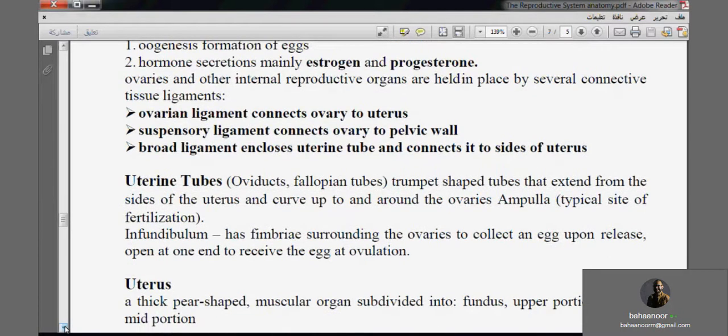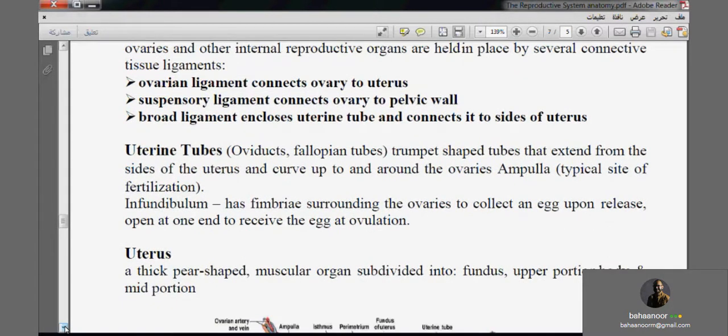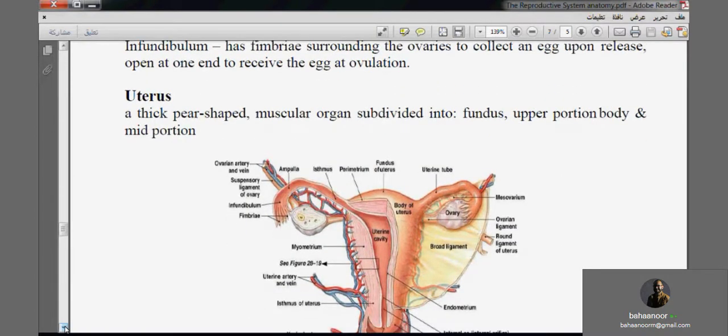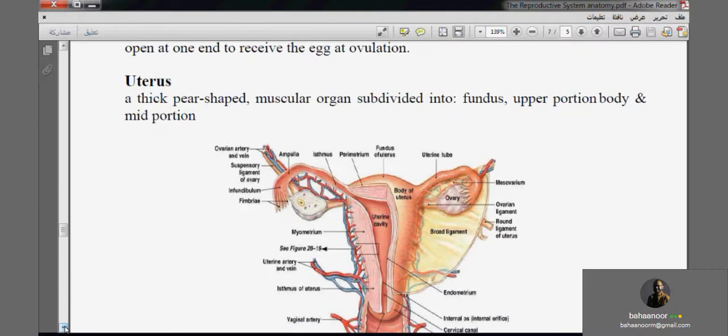The uterus. Of course, what I mentioned is present in this picture. The uterus is a thick, pear-shaped muscular organ subdivided into the fundus, the upper portion, and the body, the mid portion.